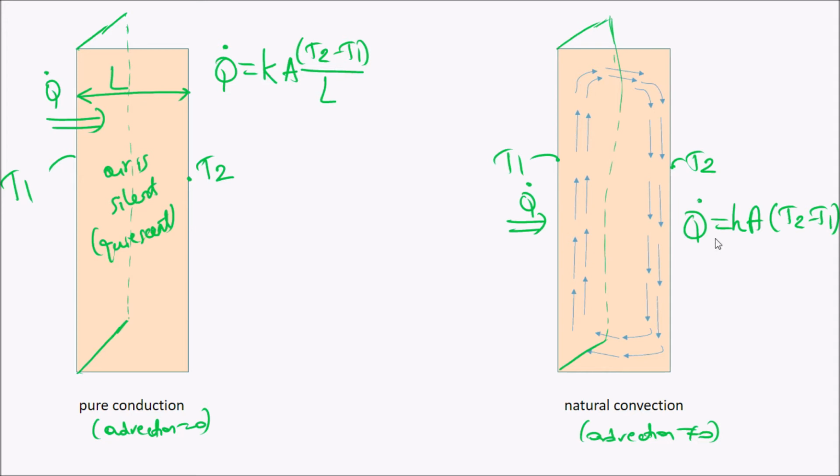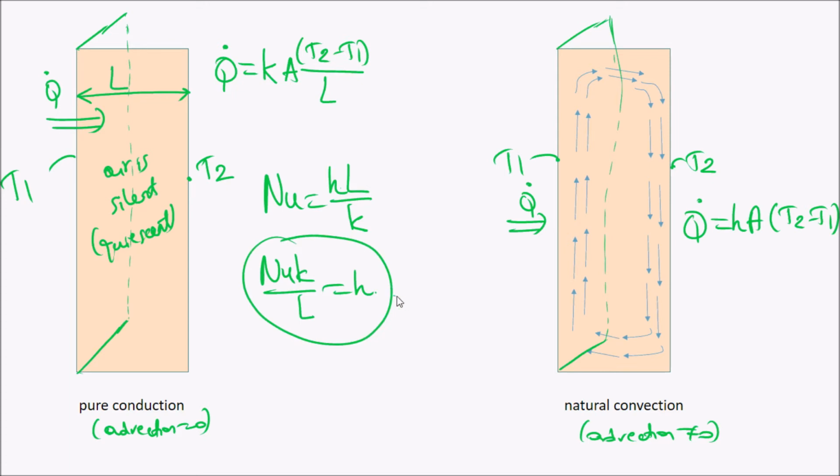But the problem here is that you have the convection here and you have the conduction here. So I know the Nusselt number is equal to H L by K. Therefore, instead of the value of H, I can write Nusselt number times K by L. That one is exactly equal to H. If I replace this value back to here, I will have Q dot equal to Nusselt number times K times area times delta T divided by L. And you can see this equation and that equation are exactly similar.